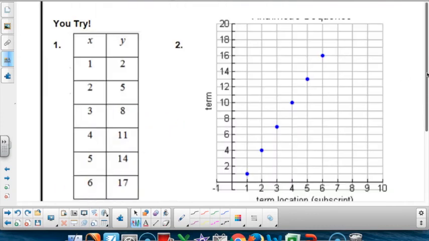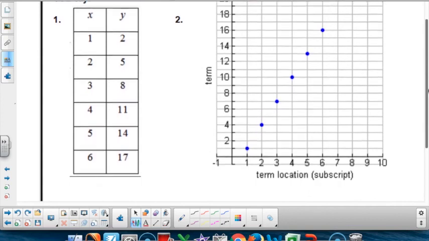All right, you guys go ahead and try a couple. We gave you one with a table and one with a graph. It does not matter that it's listed this way. These are still your term numbers. This is still your output.